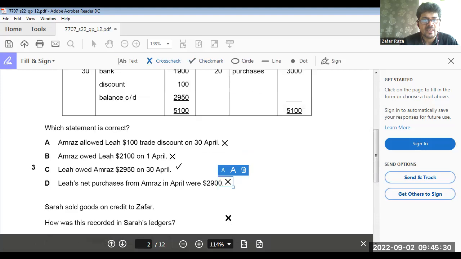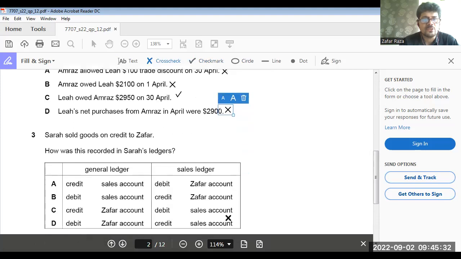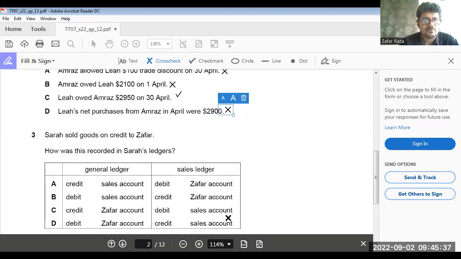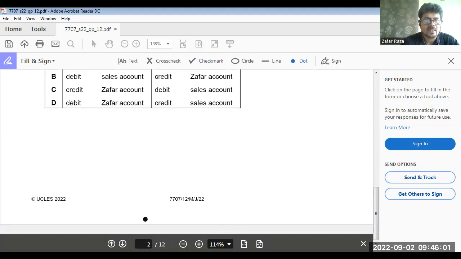Okay. Now, Sarah sold goods on credit to Zafar. How was this recorded in Sarah's ledger? When she is selling goods, she has to credit sales in general ledger. So sales credit is the only option. So it means she has to debit Zafar. A option should be the answer. Got it? Okay. Now next.